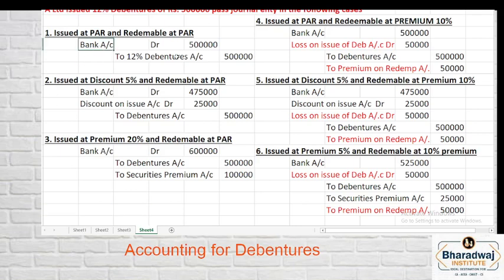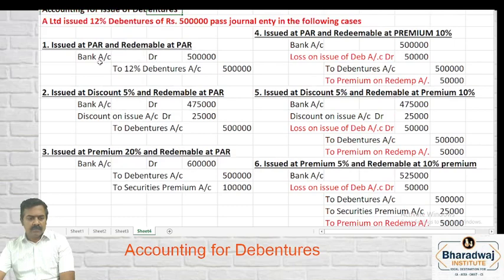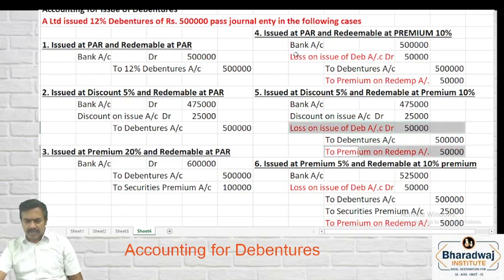The first entry, alternative entry can be bank account debit to debenture application account, debenture application to debentures account. Anyhow, debenture application will be closed. Always premium on redemption and loss on issue will be the same.